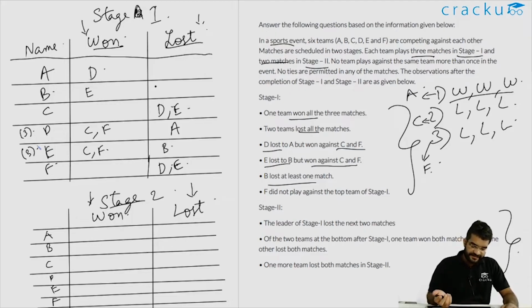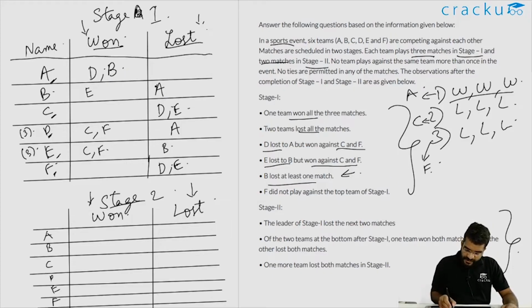Now we are also given one clue that B has lost at least 1 match. If we identify the 1 match that B has lost, it didn't play that against D or E, because we have identified all the 3 games that are played by D and E. Now we know that C and F have lost all the matches in the first round. So the only possibility for the loss for B is when it played against A. So this would imply that the loss for B is against A. This would also imply that A has won against B.